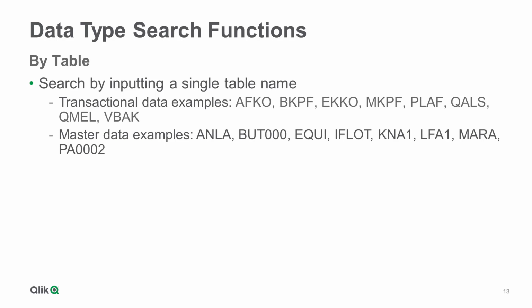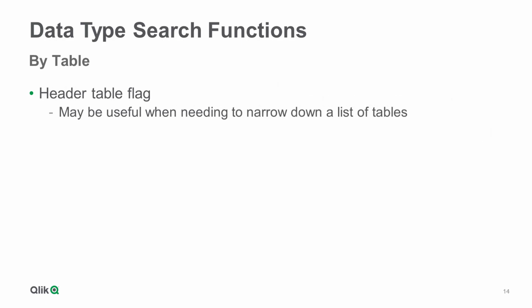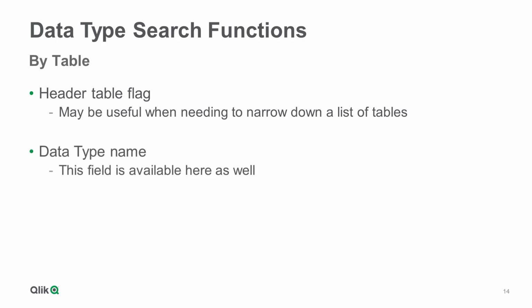This slide shows several examples of both transactional and master data tables that could be used for this type of query. The header table flag is useful if the user wants to narrow down the list to only those tables which are defined within the Gold Client configuration as header tables within their respective data types. And lastly, the data type name field is the same one that exists on the default search tab that we just finished reviewing. Let's have a look at these queries.